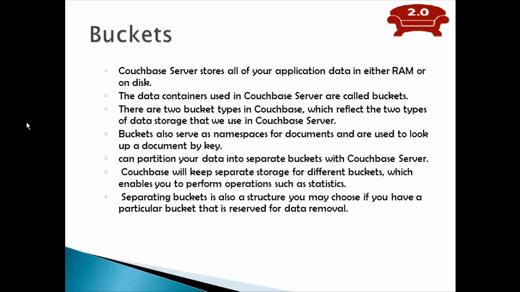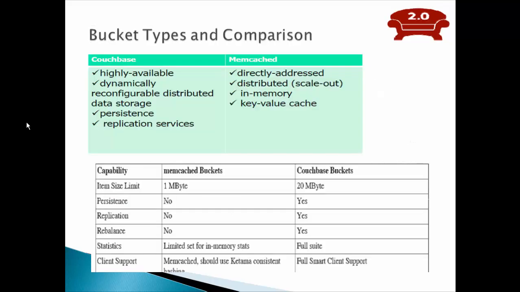So there are two types of buckets. One is the data storage that we use on a Couchbase server. You can partition your data into separate buckets with a Couchbase server, and you can also separate with buckets. So we'll explain how the bucket structure will look.